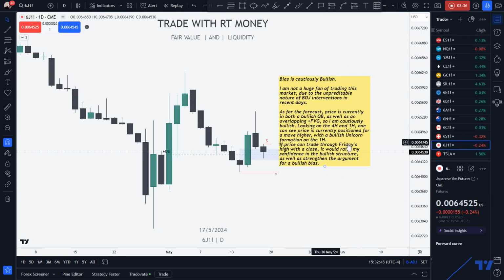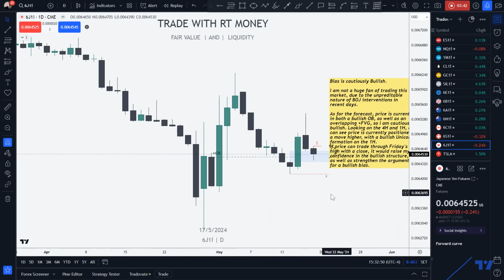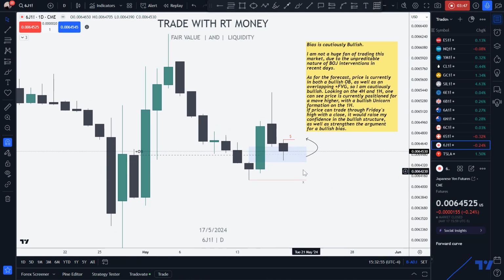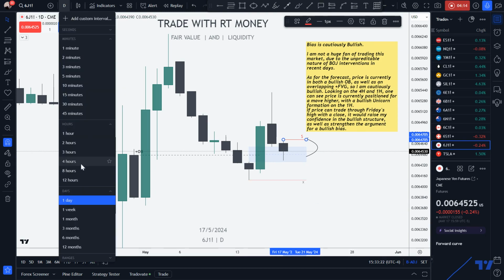Next, the Japanese yen. I don't like this market because of Bank of Japan intervention policies, and it just makes the market unpredictable. But there are some notes on this one. We are in a bullish fair value gap, so my bias is cautiously bullish. There's some reasons to think that price will continue higher from here to hit this next liquidity target at 0.0064705.